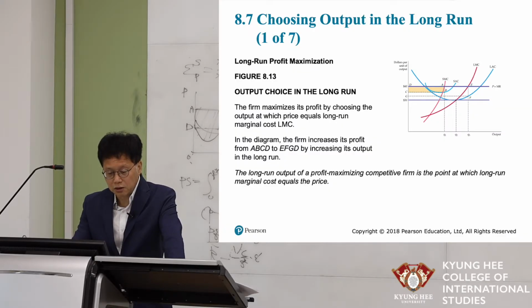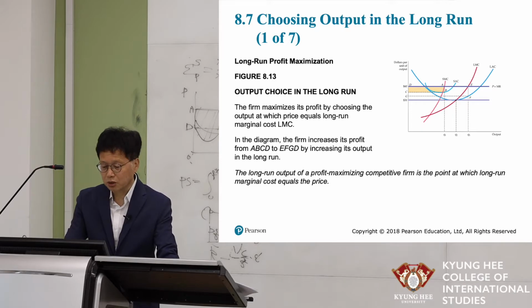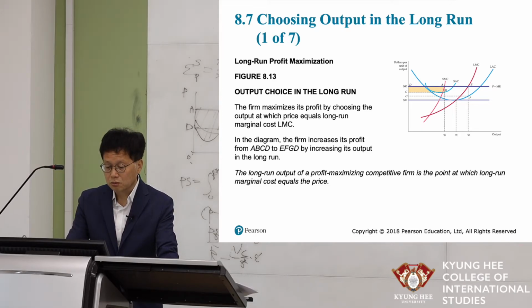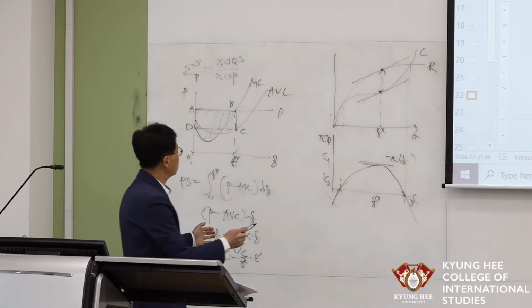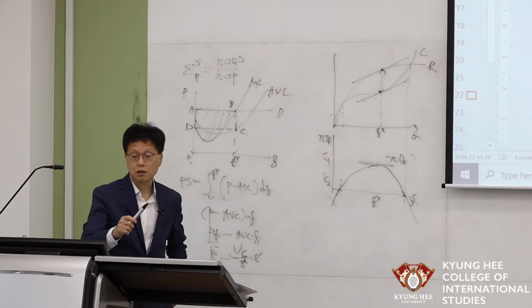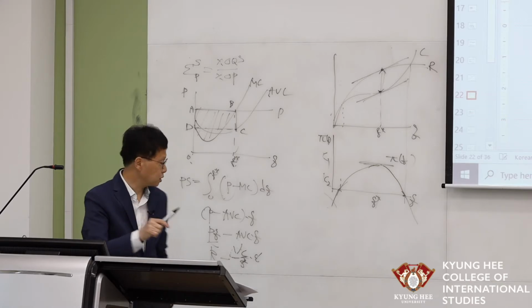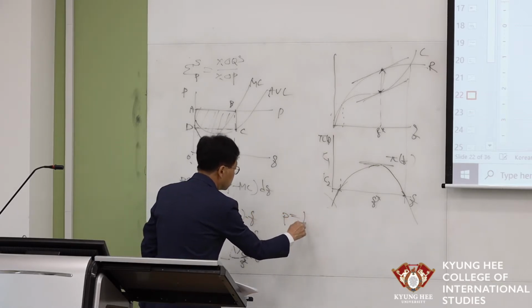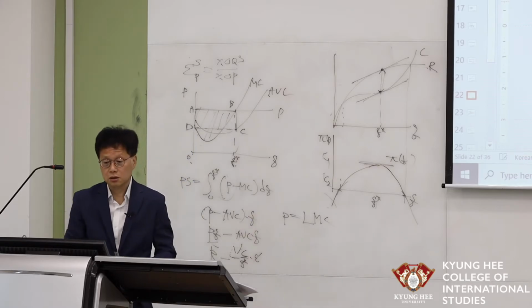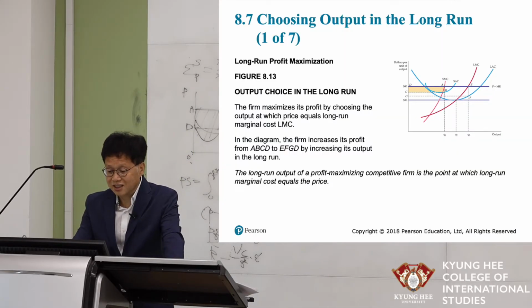And slide number 22. Section 7, choosing output in the long run, right? Figure 8.13, output choice in the long run. The firm maximizes its profit by choosing the output at which price equals the long run marginal cost curve. Anyway, the profit maximization condition is price equal to marginal revenue when the market is perfectly competitive, right? Price equals long run marginal cost. That is the output decision in the long run.